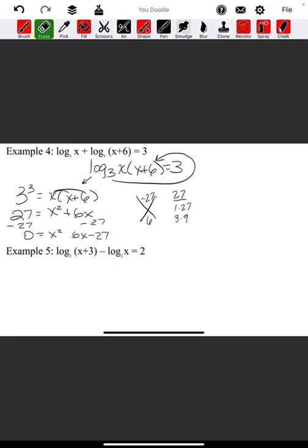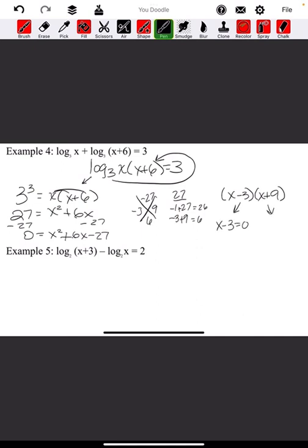Example number 4: we have log base 3 of x plus log base 3 of (x plus 6) equals 3. Remember, we're adding, so that means we're going to multiply. We rewrite this as log base 3 of x times (x plus 6), equals 3. We do our loop technique and make it 3 to the third equals x times (x plus 6).